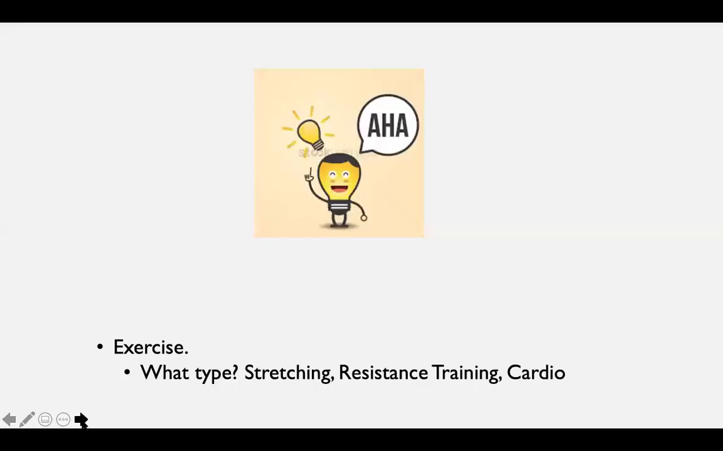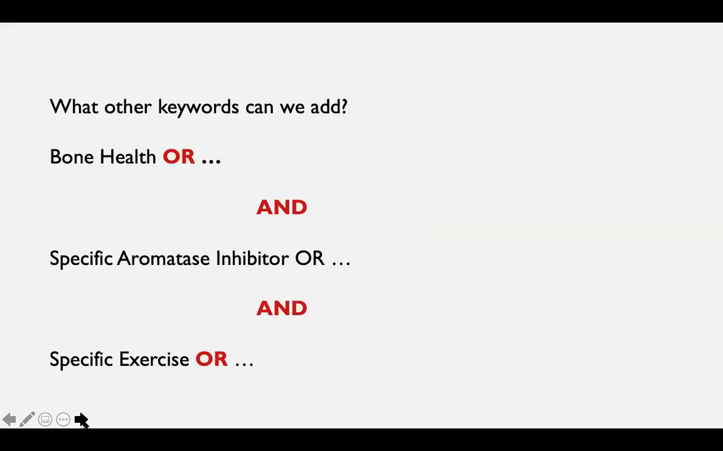If you get too many results, you might want to refine that even more. What type? Stretching, resistance training, cardio. Really depends on what results are generated. But it gets you thinking. It enables you to focus in on what it is you want to explore further. And then you can start thinking about other keywords that you might want to add to your search string.